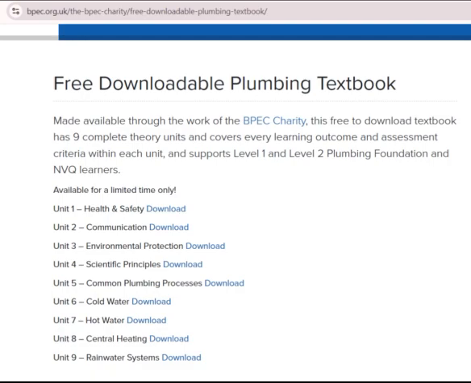The content of this document is copyright BIC Limited 2020 and may not be copied, reproduced or distributed without prior written consent. Author, BIC Limited. Editor, BIC Limited. Design, BIC Limited. BIC Level 2 Diploma in Plumbing Foundation 66.